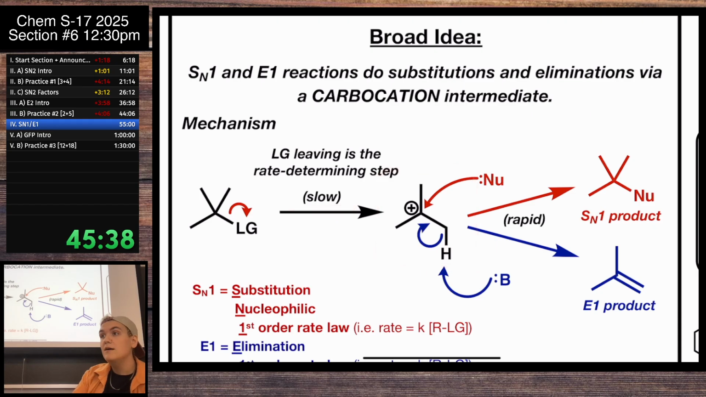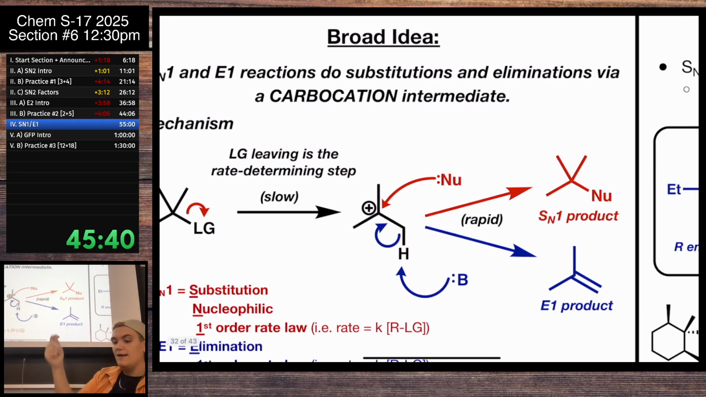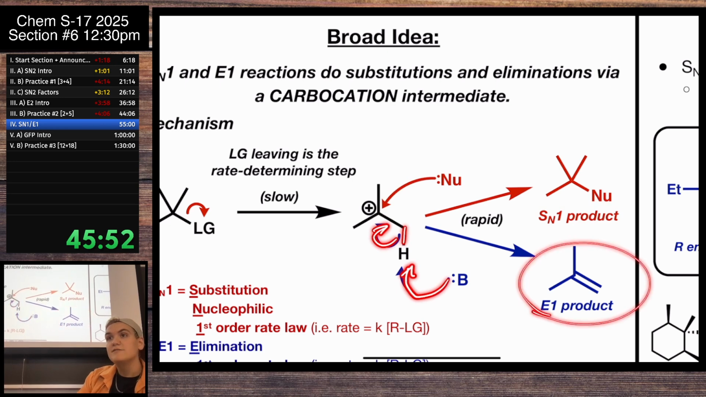But once we have a carbocation, we are reactive. We can do things. A nucleophile can come in and attack our empty p orbital and we get our SN1 substitution product, or we can deprotonate a beta hydrogen, fold in, and we get our E1 elimination product.